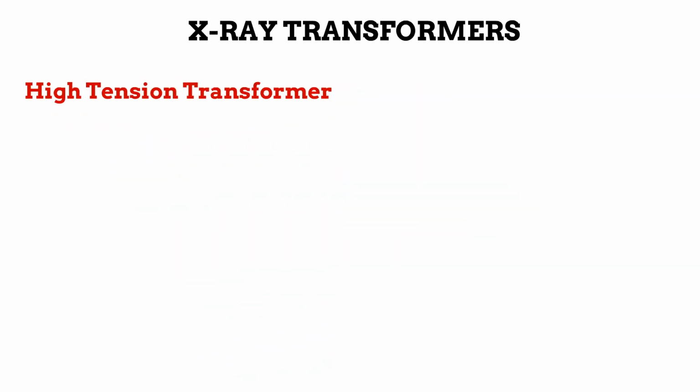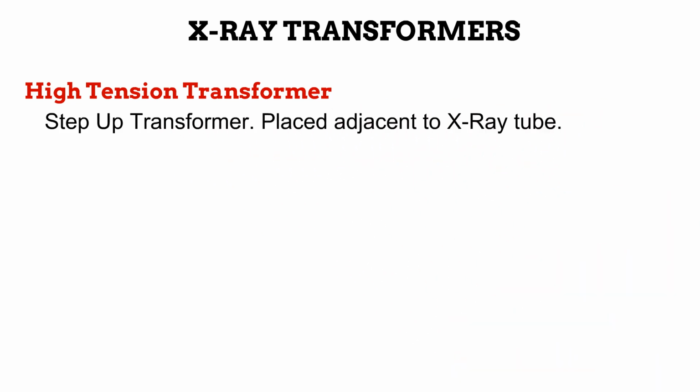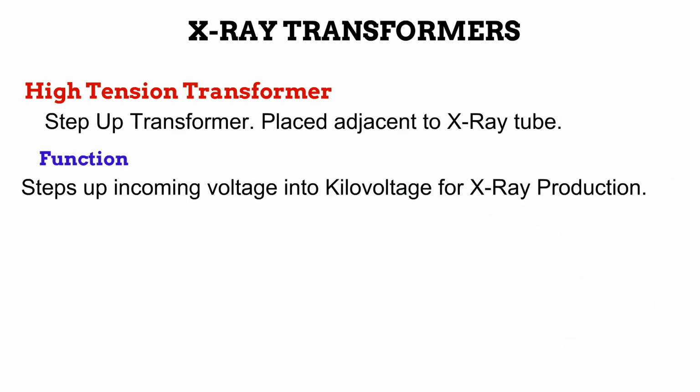Next is the high-tension transformer. This is a step-up transformer. It is placed next to the X-ray tube. As stated in the previous video, the only thing between the high-tension transformer and the tube is a rectifier. Because it is a step-up transformer, the high-tension transformer steps up about 200 volts of electricity coming in from the mains into thousands of volts, what we know as kilovoltage for X-ray photon production.